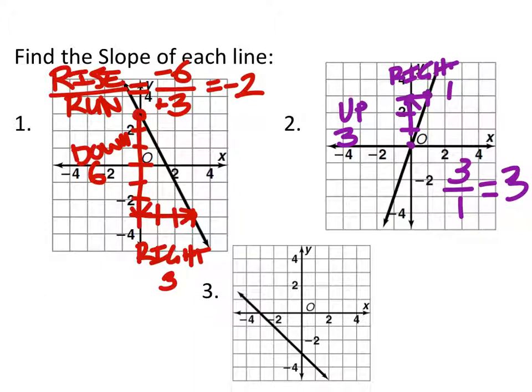Next up, number 3, we can use these 2 points. Now we can't always use the intercepts, but in this one we can. So this one looks like it goes down 3, and then also to the right 3. So the rise is down 3, and the run is to the right 3. This simplifies to be negative 1.